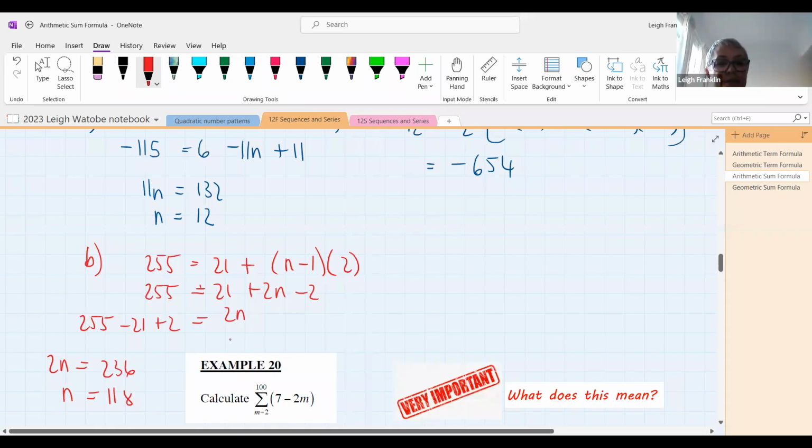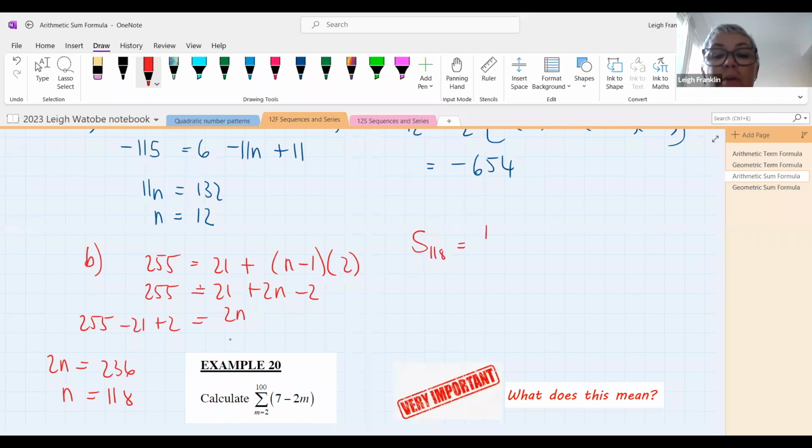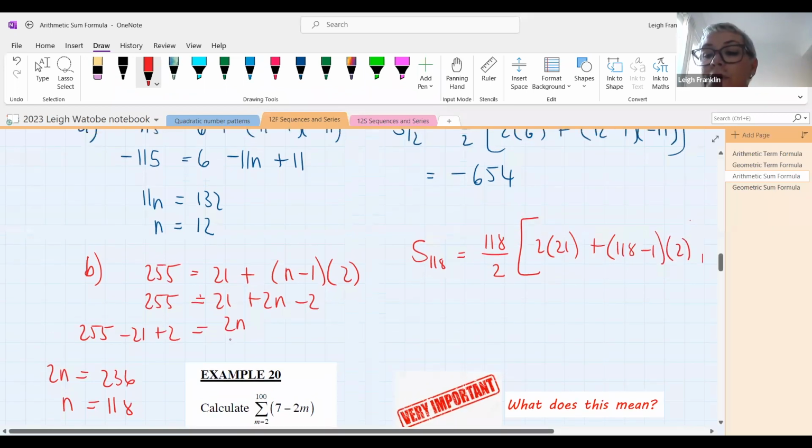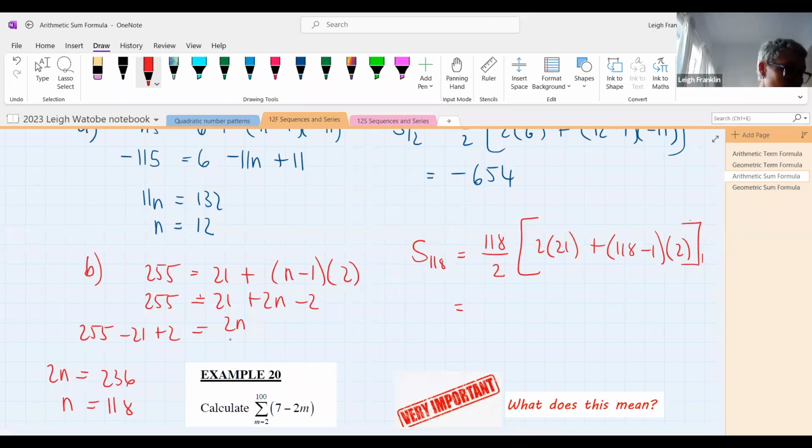A lot of you said that. Again, calculating the sum to 118 terms, that would have been 118 over 2 times 2 times a, which was 21, plus n minus 1 times d. So yes, we would have ended up with 16,284, which is what you should have got.